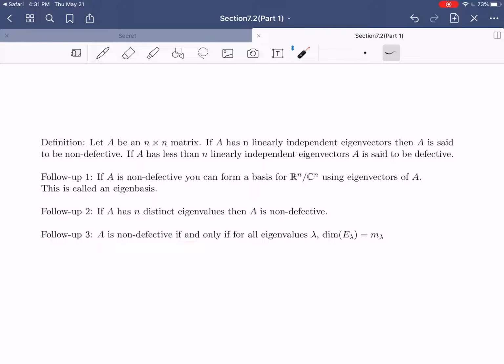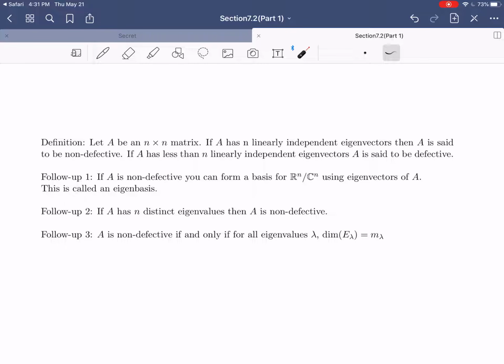Finally, we're going to relate the concepts of dimension and multiplicity. A is non-defective if and only if, for all eigenvalues lambda, the dimension of the eigenspace matches the multiplicity. Now, your book briefly gives a proof of this theorem, but I don't think it's really worth going through the whole thing. You can certainly read it for your own benefit, but the idea is that if one of the eigenspaces is missing an eigenvector or several eigenvectors, the other eigenspaces can't make up for that.